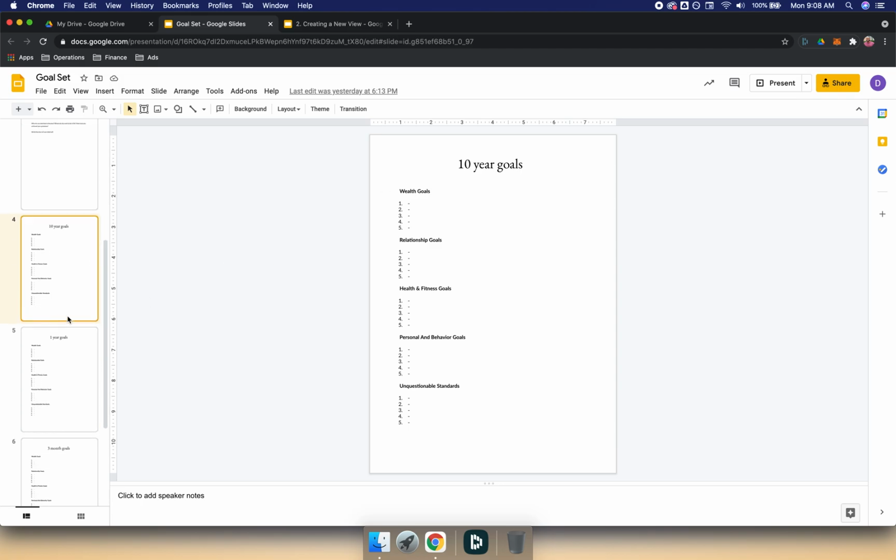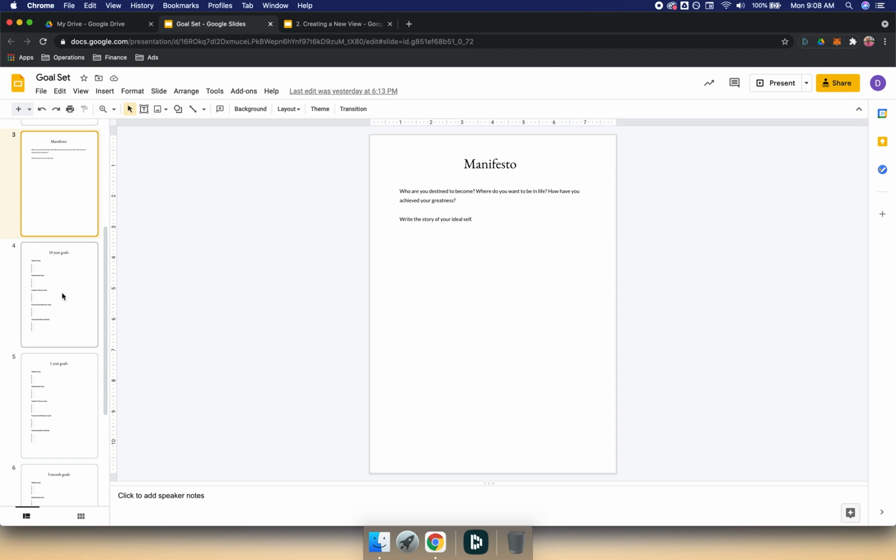So first, you're going to want to start off with your 10-year goals. And this can be relatively broad. These 10-year goals can align more with your manifesto. Your 10-year goals should almost feel unreachable to some capacity, and that's actually a good thing, because that means you will at some point push yourself to achieve these things.